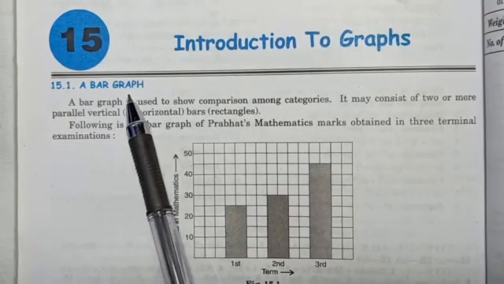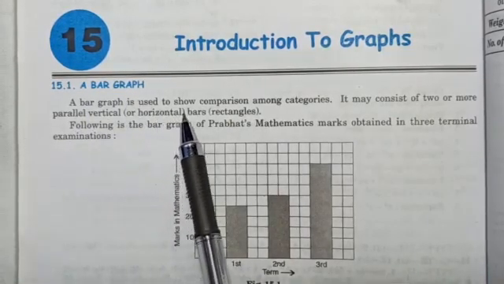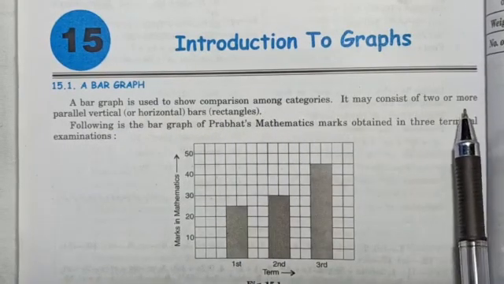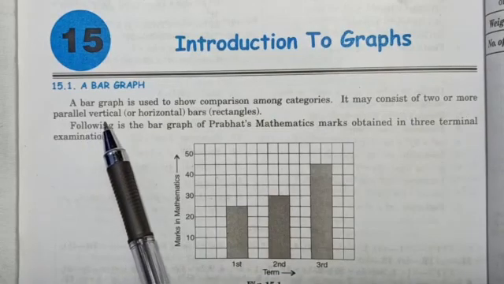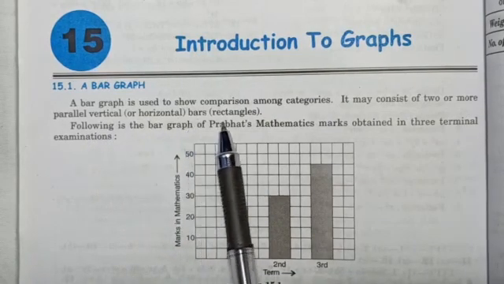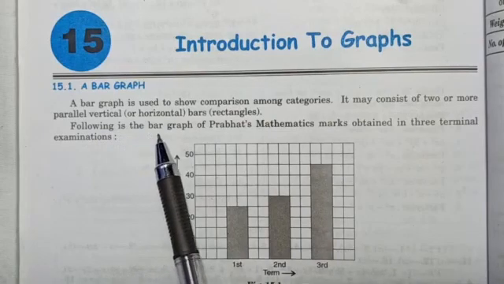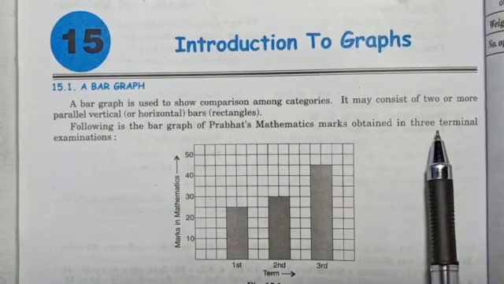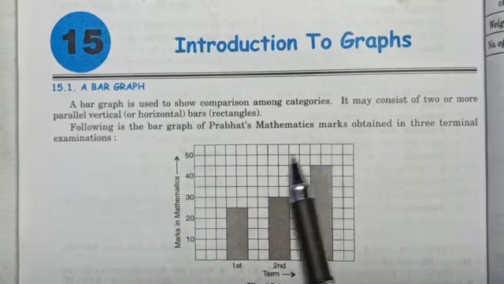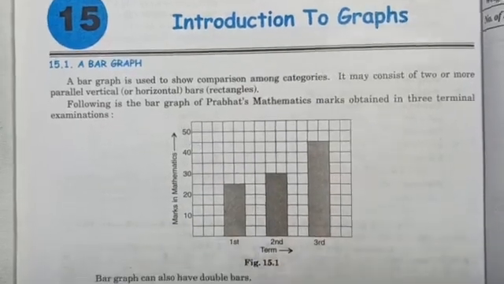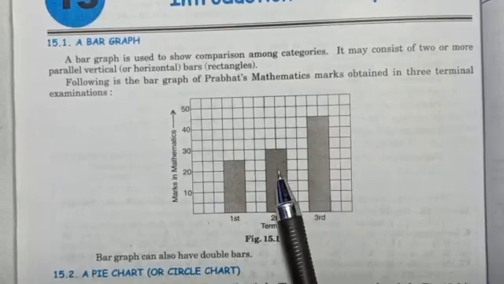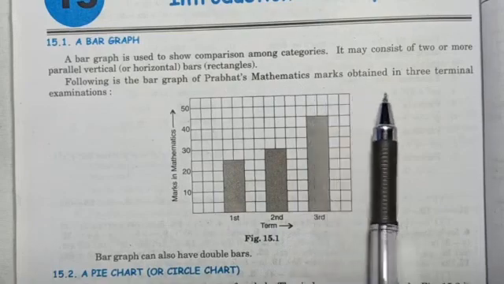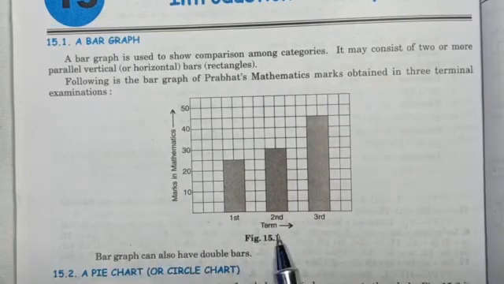Bar graph. A bar graph is used to show comparison among categories. It may consist of two or more parallel, vertical or horizontal bars, rectangles. Following is the bar graph of Prabhat's mathematics marks obtained in 3 terminal examinations. Now let us see this bar graph. This bar graph shows Prabhat's mathematics marks obtained in 3 terminal examinations.